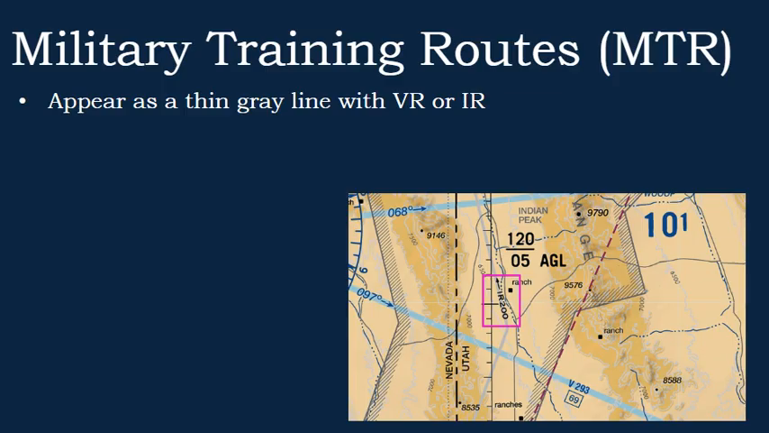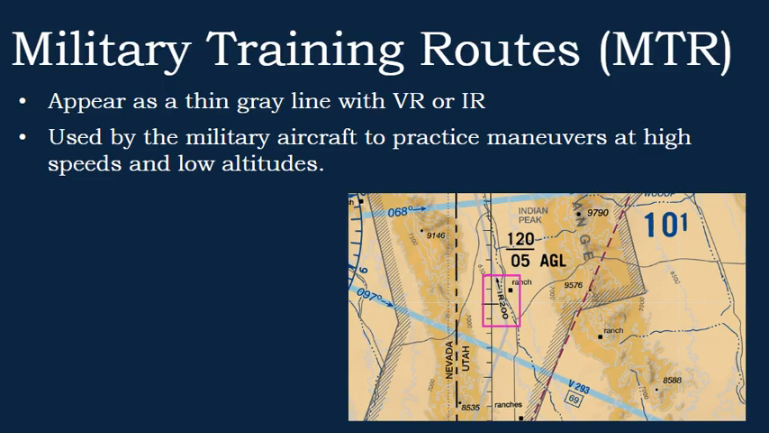Military training routes, or MTRs, appear on sectional charts as thin, solid gray lines with names like VR1053 or IR206, often accompanied by arrows indicating direction. They are used for high-speed tactical training. VR routes, for visual rules, are generally used below 1,500 feet AGL and have a 4-digit number, while IR, for instrument rules, can be higher and have a 3-digit number. They are routes used by military aircraft to practice maneuvers at high speeds and low altitudes.